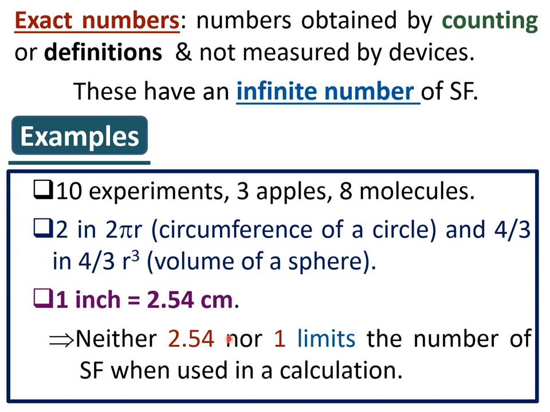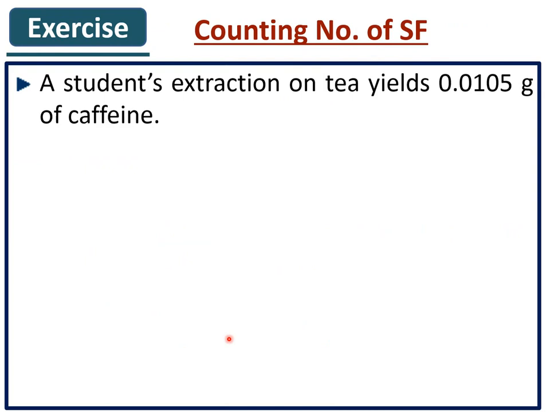Exercise: count the significant figures. A student's extraction from tea yields this amount of caffeine. How many significant figures are in this number? Three. Right. Okay, three significant. So how about these zeros, this one and this one?